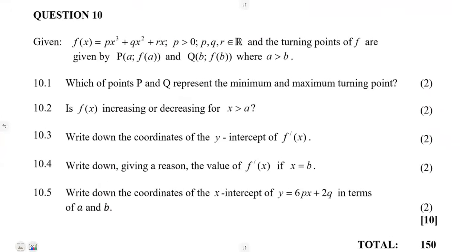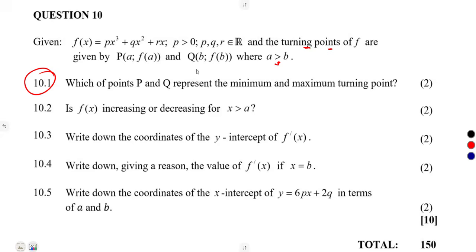All right, on question number 10, which was actually the last part of our question here, we were given f of x is this, and from our real numbers, the turning points of f are these. These are the turning points where a is greater than b. At the turning points, a is greater than b. Which points, p and q, represent the minimum and maximum turning point?